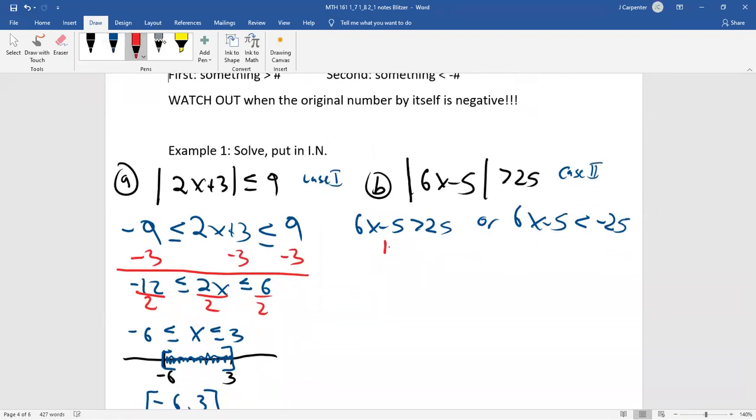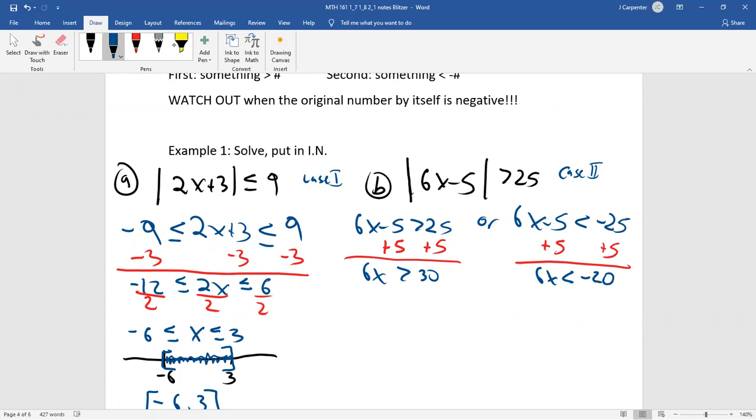Let's just work on one at a time. I will show the arithmetic simultaneously, just so I don't have to keep changing colors. You have to move the 5 over, so add 5 to both sides. You get 6x is bigger than 30 for the first one, and 6x is less than, not negative 30, watch your signs, negative 20 for the second one. Then divide by 6. 30 divided by 6 is 5, so x has to be bigger than 5, or x is less than negative 20 over 6, which reduces to negative 10 over 3. There's the answer in inequality form.